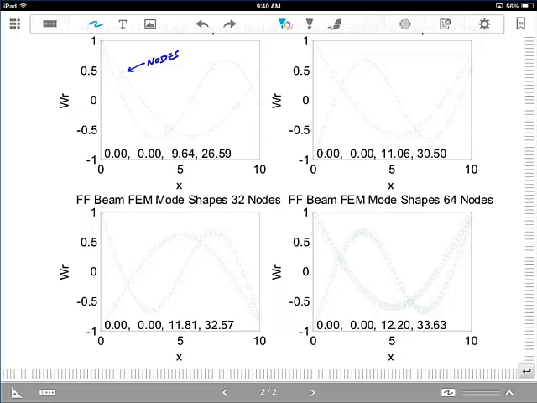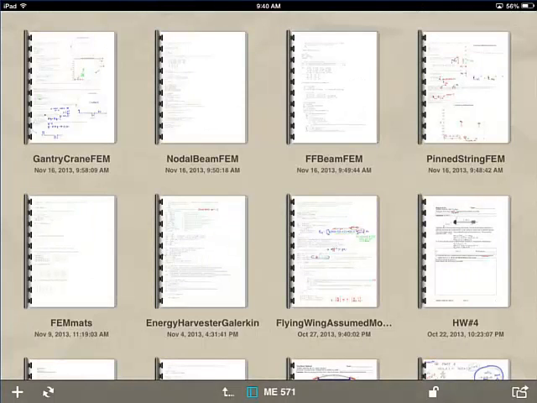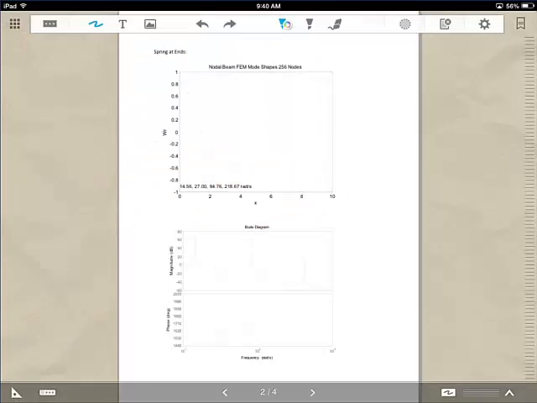Okay, so that's how you do beam type problems. And let's look at the last example, which is this nodal beam example.